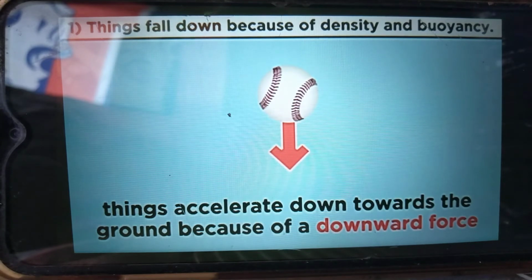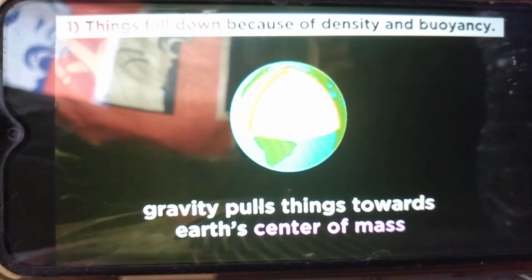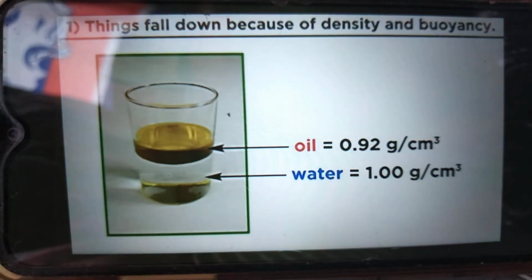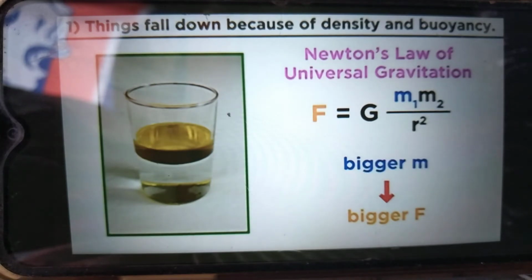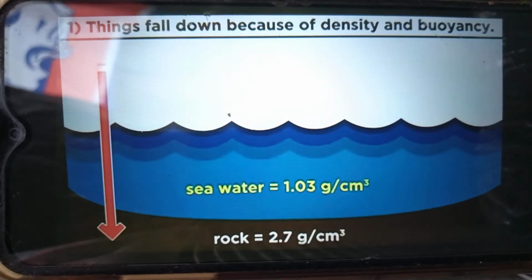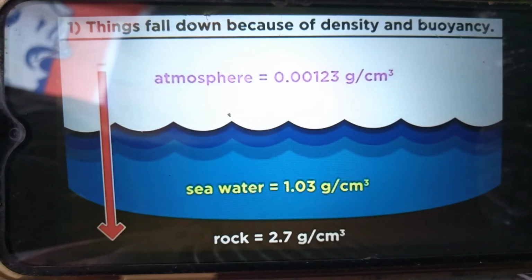That force is gravity, which pulls everything towards the center of the Earth, which is its center of mass. Denser things displace less dense things because gravity exists. More mass means a greater gravitational attraction. This is clearly why things that are less dense than water float on water. Again, because gravity exists. Rocks are pulled down harder than water, which is pulled down harder than air.